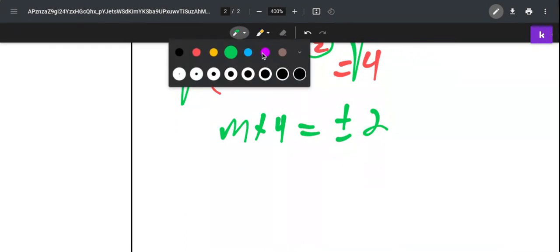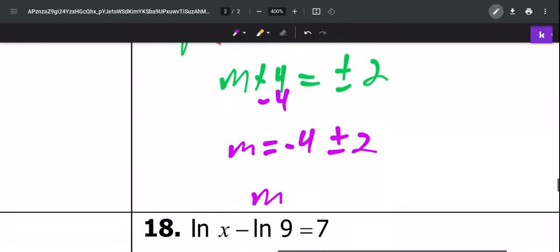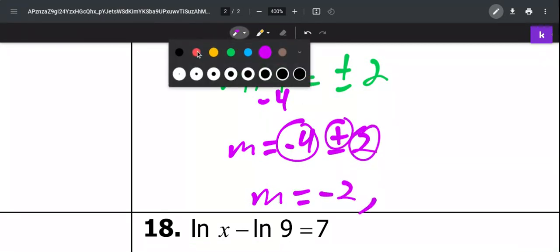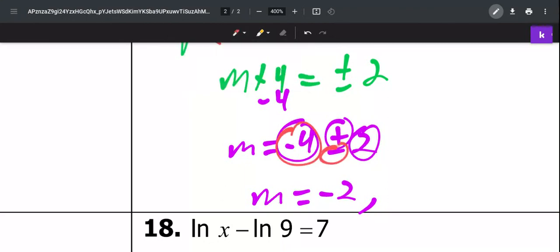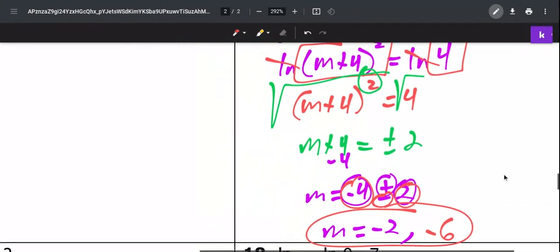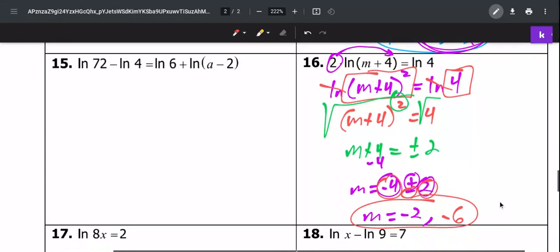All right, so now, last step, we're going to subtract 4 on both sides. So m equals negative 4 plus or minus 2. If we do negative 4 plus 2, that would give me negative 2. If we do negative 4 minus 2, that gives me negative 6. Let's see if both of those answers work. Pause it, and you can try to figure out which one. I'll tell you one of those will not work. Try to figure out which one it is.